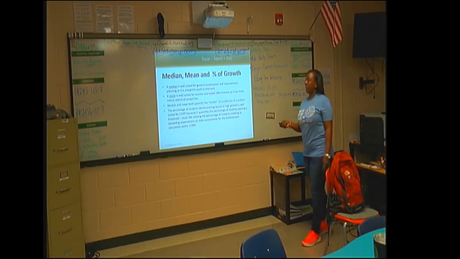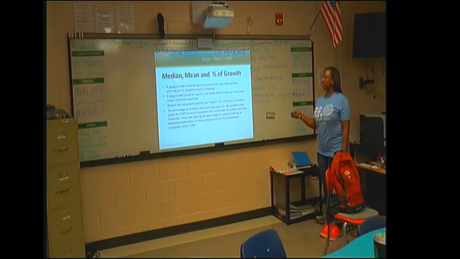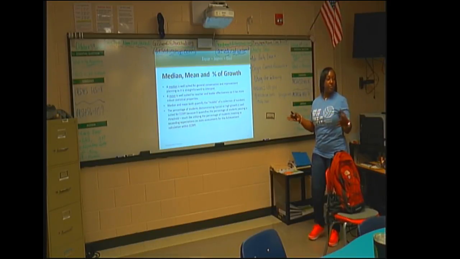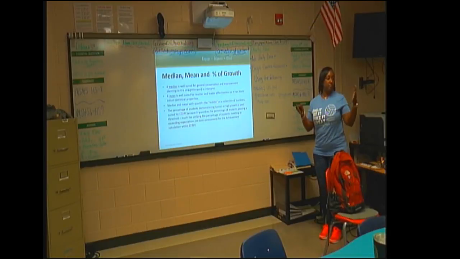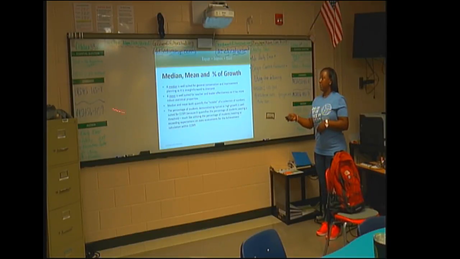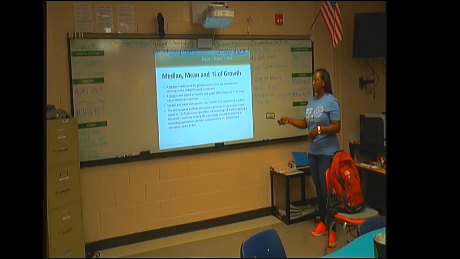Okay, so when we're calculating SGPs, we look at different things. We look at median, mean, and number and percentage of growth. When we look at the median, we have a series of numbers. We order them from least to largest, and then we pick that middle number. Mean, we take an average of a group of numbers. And the percentage of growth, this is where we look at the typical growth to the high performing growth, and we take the average of that.